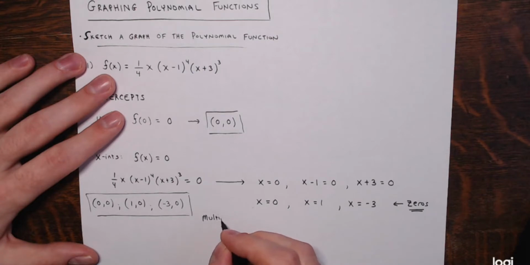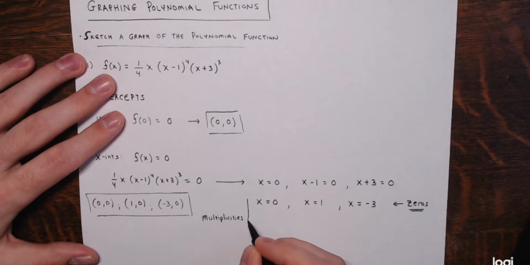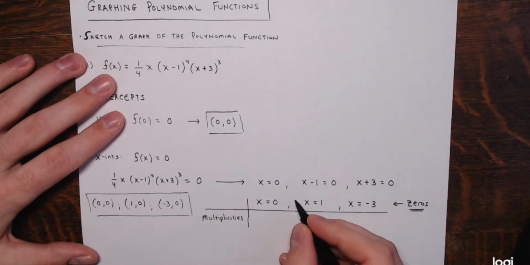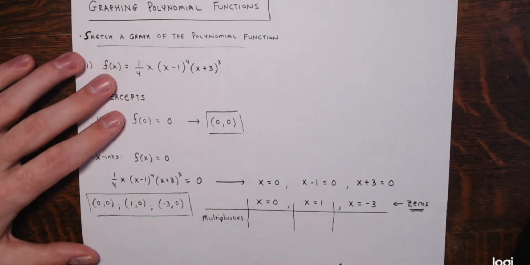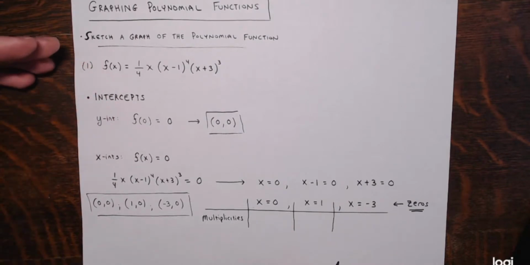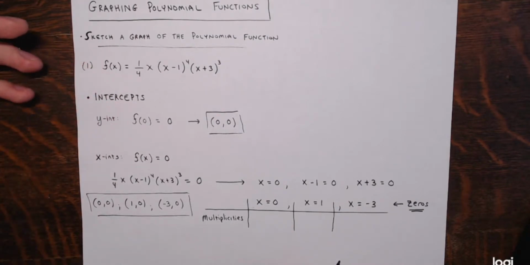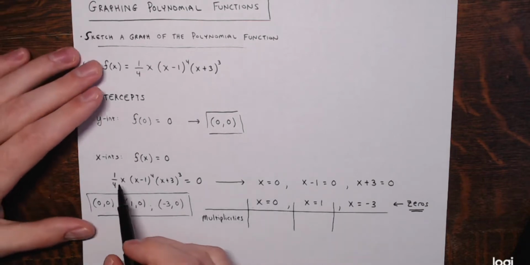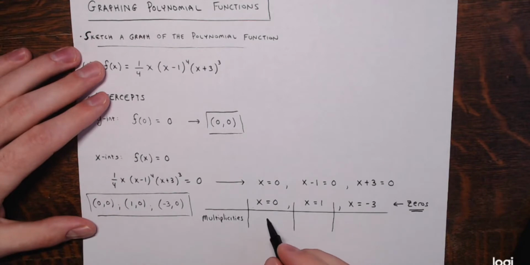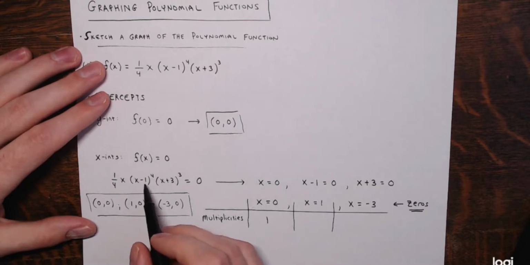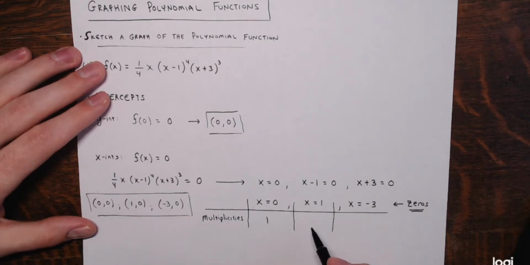I'm also going to talk about the multiplicities of these zeros. So remember, the multiplicity of a zero is just how many times that factor that makes it 0 shows up. Right? X equals 0, there's x to the 1st power, so that has a multiplicity of 1. For x equals 1, the factor of x minus 1 was a factor 4 times. It's x minus 1 to the 4th, so it has a multiplicity of 4.